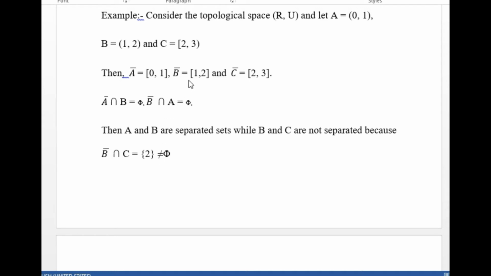What about A and C? Here A closure is the closed interval [0, 1] and C is the semi-open interval [2, 3). If we take the intersection of these two sets, then these two sets are disjoint. So A closure intersection C is the empty set. Again, take the intersection of C closure with A. C closure is the closed interval [2, 3] and A is the open interval (0, 1). If we take C closure intersection A, then we again get the empty set. It means A and C are also separated sets.